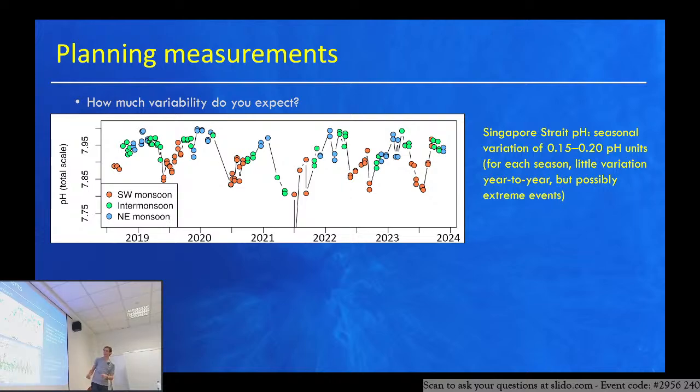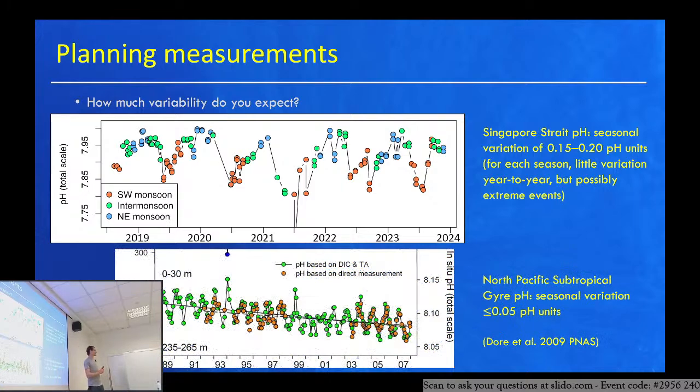Now, in contrast to that, here's a nice classic data set from the open ocean North Pacific. This is from an old paper on ocean acidification from the Hawaii Ocean Time Series. Here, compared to that, you're dealing with a seasonal cycle of less than 0.05 pH units. So it's because of this that the open ocean acidification community has extremely stringent data quality control measures, and appropriately so.